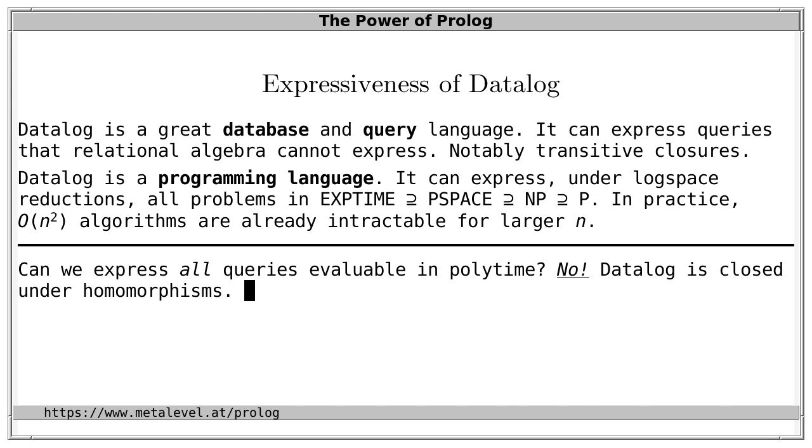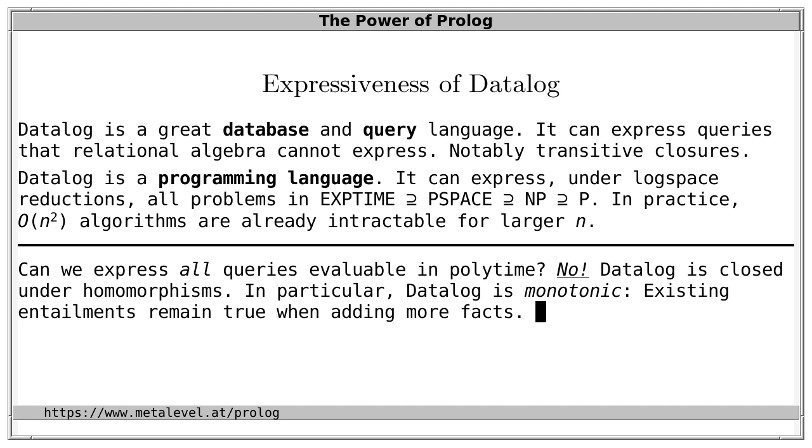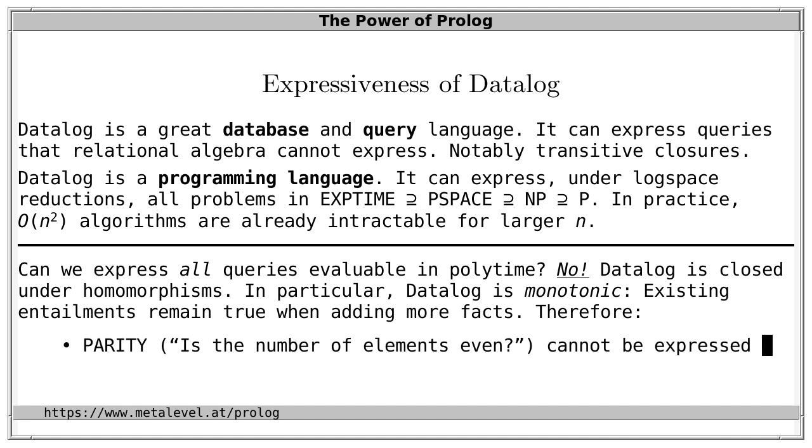That's because Datalog is closed under homomorphisms. And in particular, taking the subset relation as homomorphism, Datalog is monotonic. This means, for example, that if we add more facts, then everything that was previously the case remains the case. So adding more facts cannot invalidate derived logical consequences. And therefore, there are programs that cannot be written in Datalog, even for properties that can be evaluated in polytime. For instance, parity, that is determining whether the number of elements in the database is even, cannot be expressed as a fixed Datalog program, even though that's a decision problem from P.